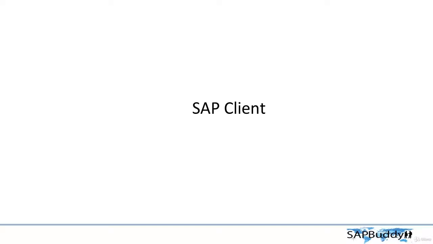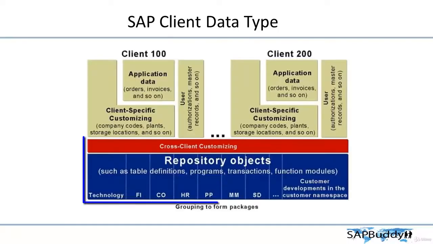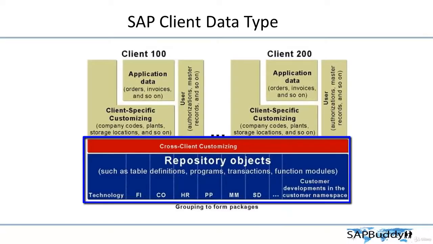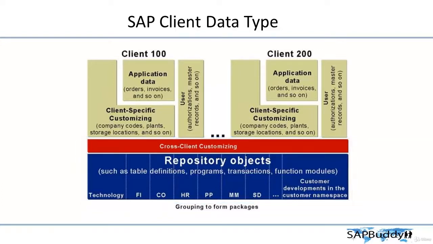As we discussed before, the data in the SAP system can be divided into two different categories: client specific data and cross client data. Client specific data can be application data, customizing, or user master data, which affects only the particular client. Cross client data, the cross client customizing data, and all the repository objects affect the entire system.